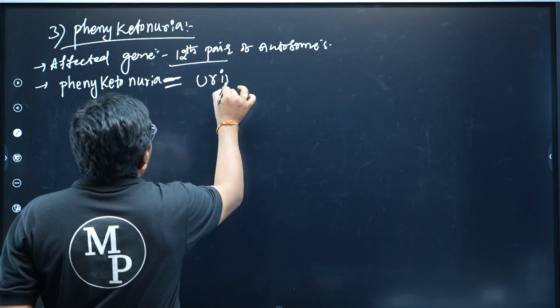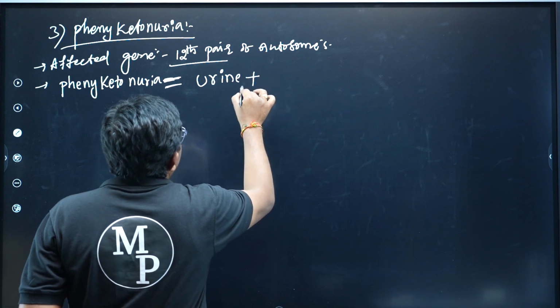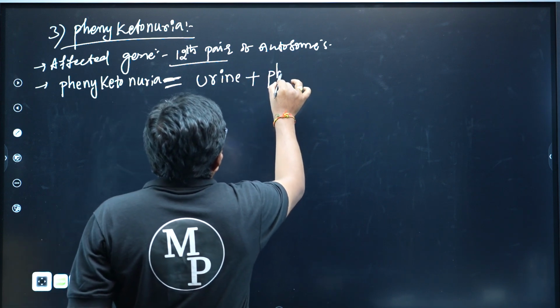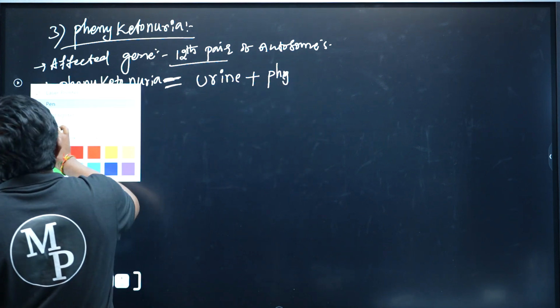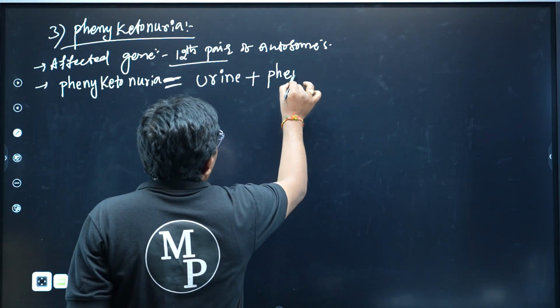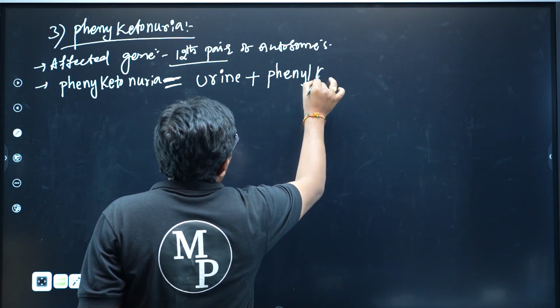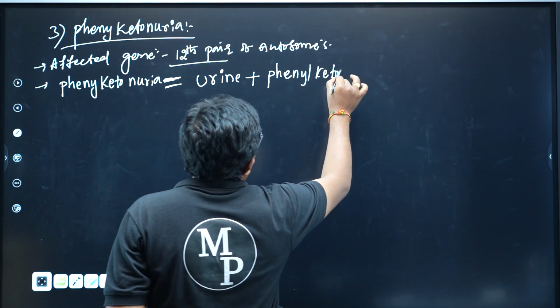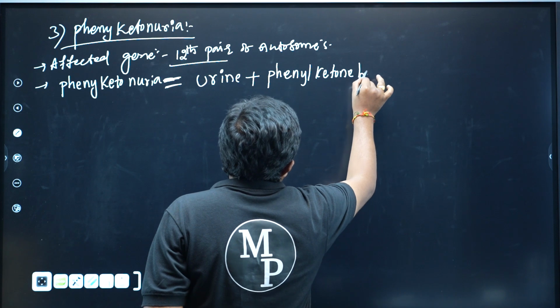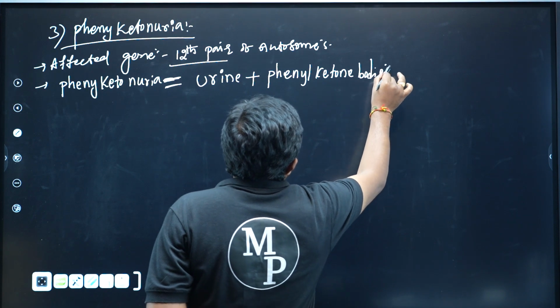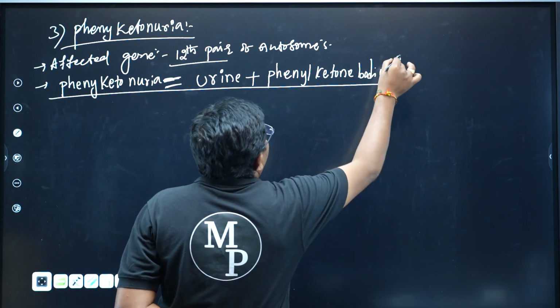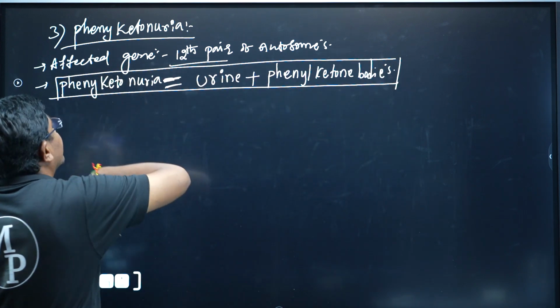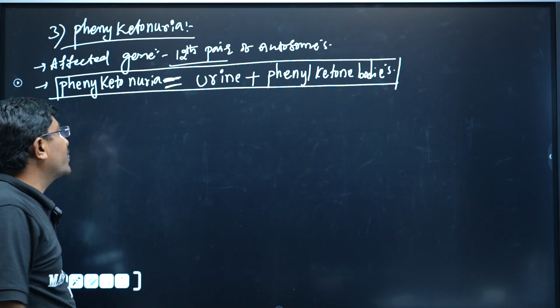Urine plus phenylketone bodies. Phenylketone bodies are nothing but phenylpyruvic acid. This is phenylketonuria.